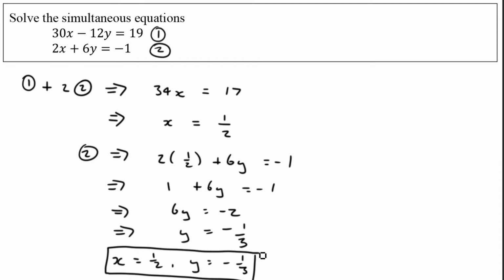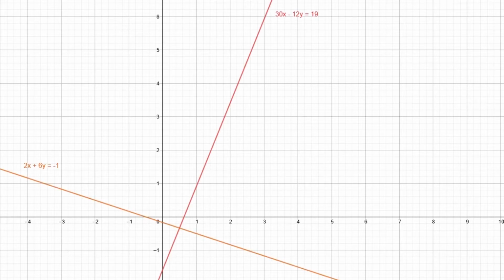It does not matter which method you use to solve these simultaneous equations, but it is a very good idea to be capable of doing it either way. Once again, we could visualize this by plotting graphs of the two straight lines and their intersection point. 1/2, negative 1/3, is the solution we want. If you do not have integer solutions, then a graphical method can be a little difficult to interpret.